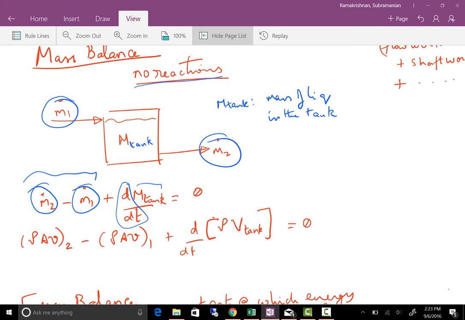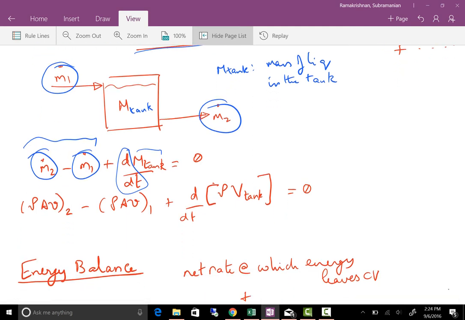Remember, you're always doing a mass balance on the fluid inside the tank, right? So m2 dot minus m1 dot plus d by dt of m tank is 0. So it's very simple. That's your mass balance. And again, this is just to illustrate sometimes how you calculate the mass flow rate. Mass flow rate is nothing but the density times area times velocity, right? At section 2, which is the exit. So when you take the density times area times velocity, that's your mass flow rate. And again, density times volume is mass, and how that is changing with time is your accumulation term. So the mass balance is pretty simple.